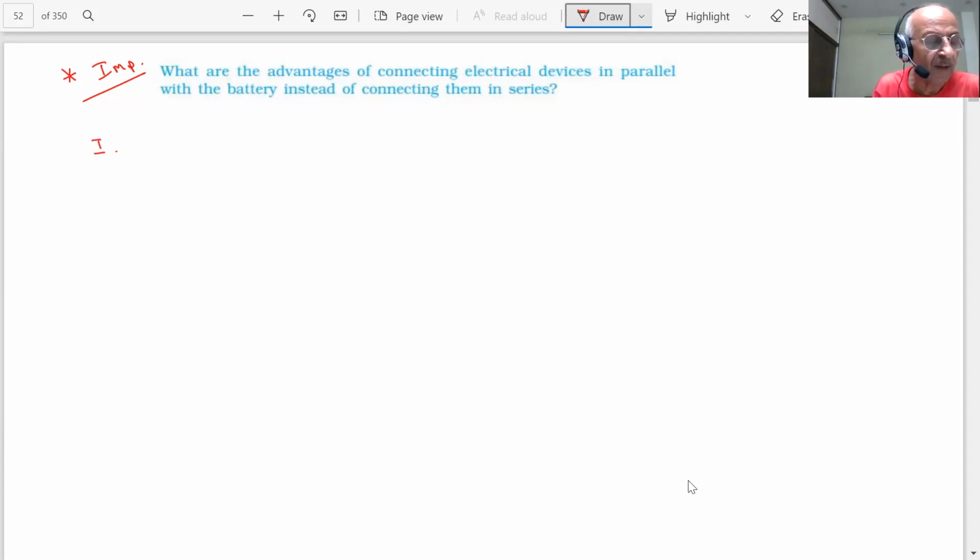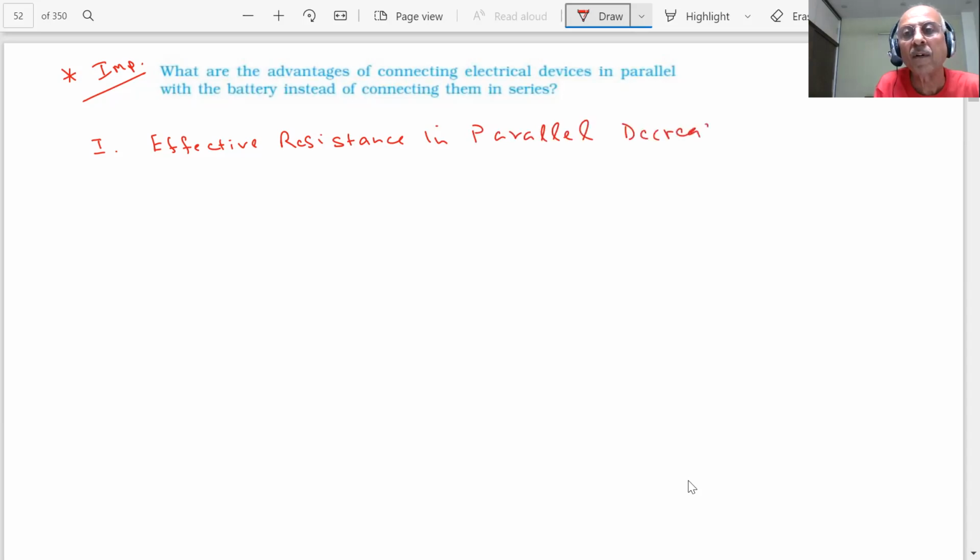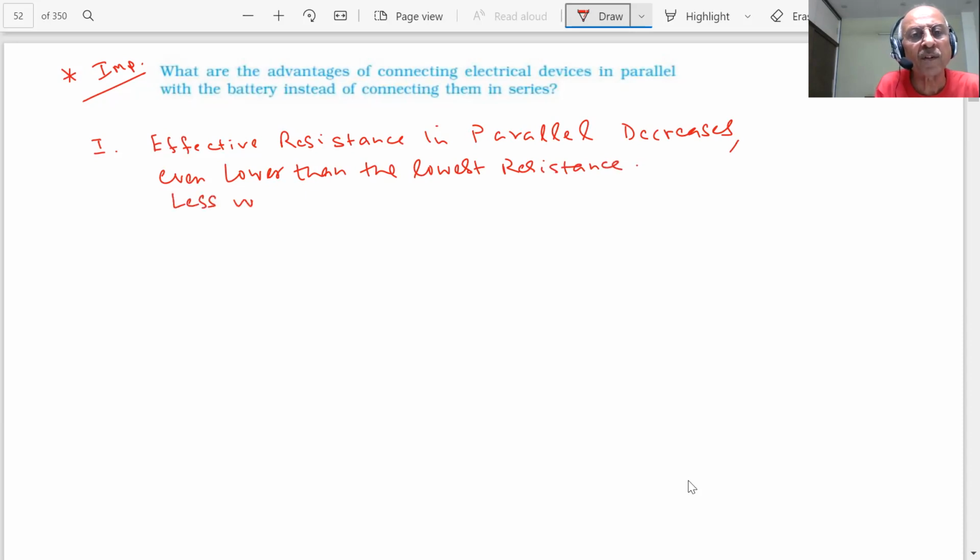What happens when you connect in parallel, student? We have told you the effective resistance in parallel decreases, becomes less, even lower than the lowest resistance. Am I right? Yes, sir. Therefore, there is less wastage of energy.